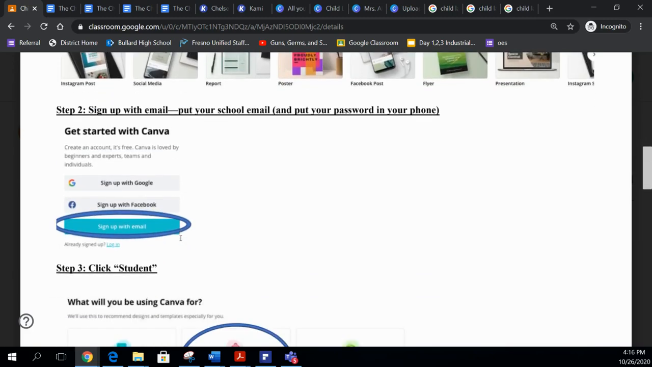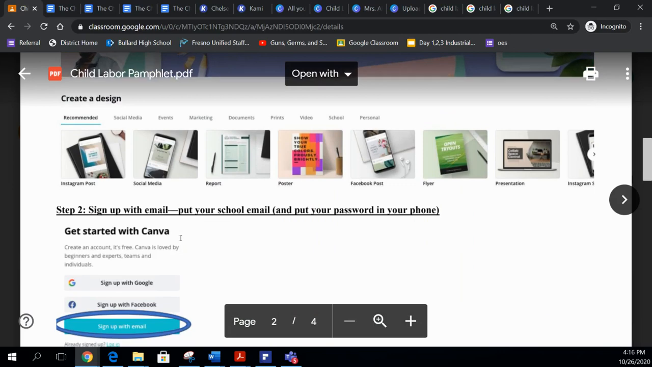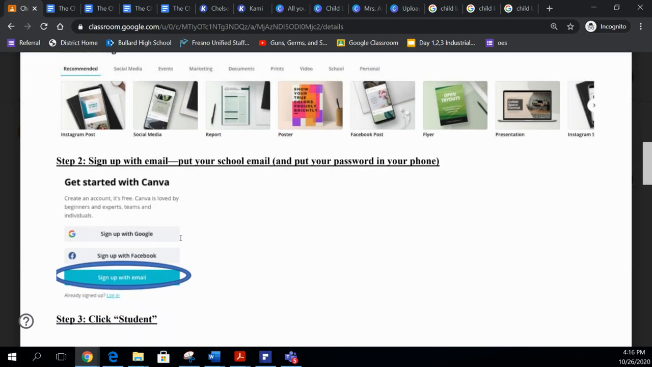All right, so now that you have clicked on sign up, this particular set of instructions tells you to use your school email. I want you to use Google. So click sign up with Google. It's going to be attached to your Google Drive. It's going to be attached to Google Classroom. Okay. So click on sign up with Google.